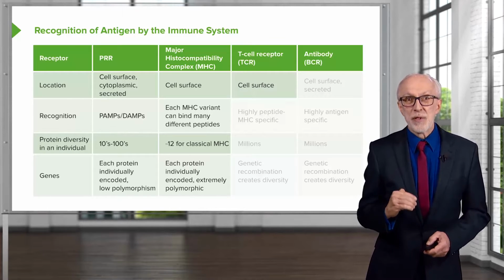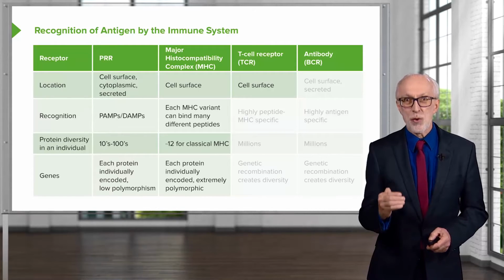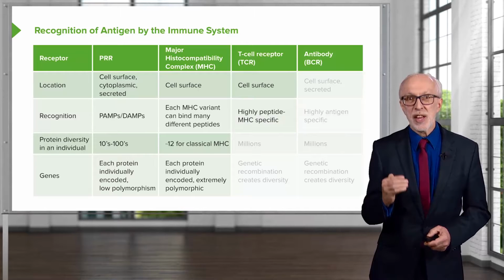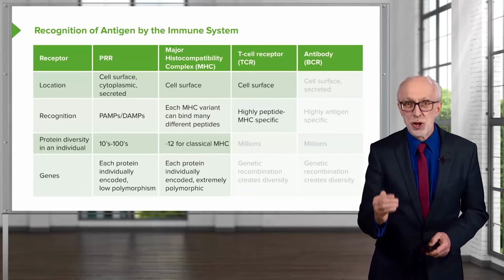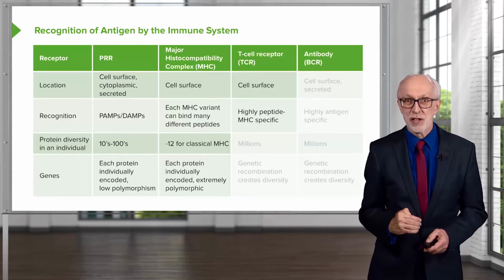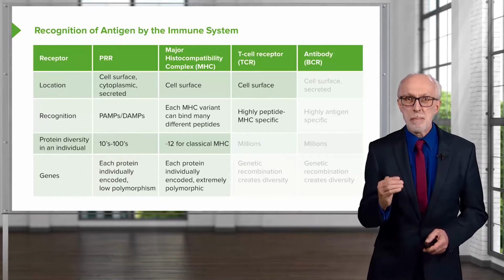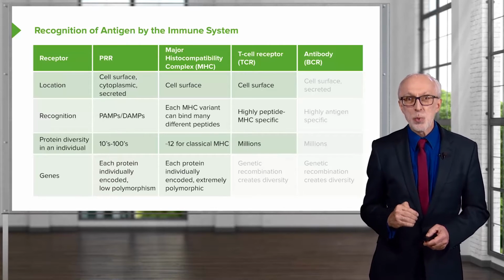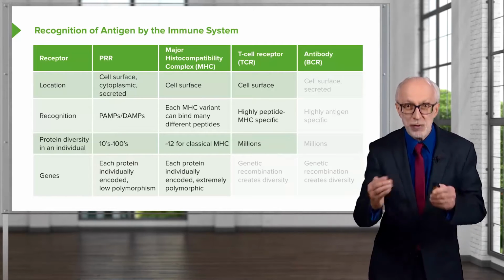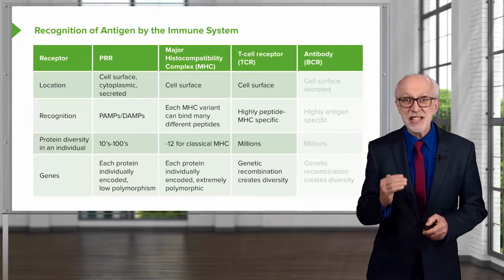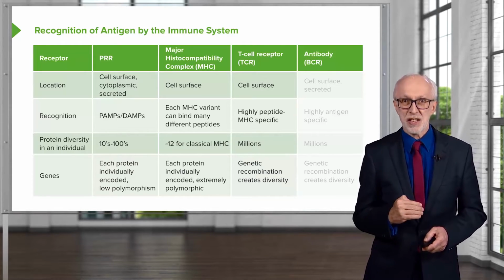Then, at the level of the cell surface of lymphocytes, on T cells, we have the T cell receptor. This molecule is highly specific for a given combination of a peptide that is produced by processing a protein antigen put together with MHC molecules. So T cell receptors are highly peptide MHC specific. And we can create millions and millions and millions of different T cell receptors. Each of us can do that. Quite remarkable. And this is due to a unique genetic recombination mechanism to create diversity.